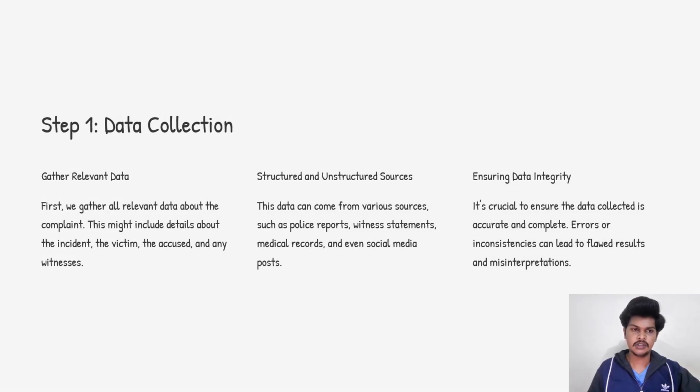Step 1. Data collection. Gather relevant data. First, we will gather all the relevant data about the complaint. This might include details about the incident, the victim, the accused, and any witnesses. Second, structured and unstructured sources. This data comes from various sources such as police reports, witness statements, medical records, and even social media posts. Third, ensuring data integrity. It is crucial to ensure that the data collected is accurate and complete. Errors or inconsistencies can lead to flawed results and misinterpretation.